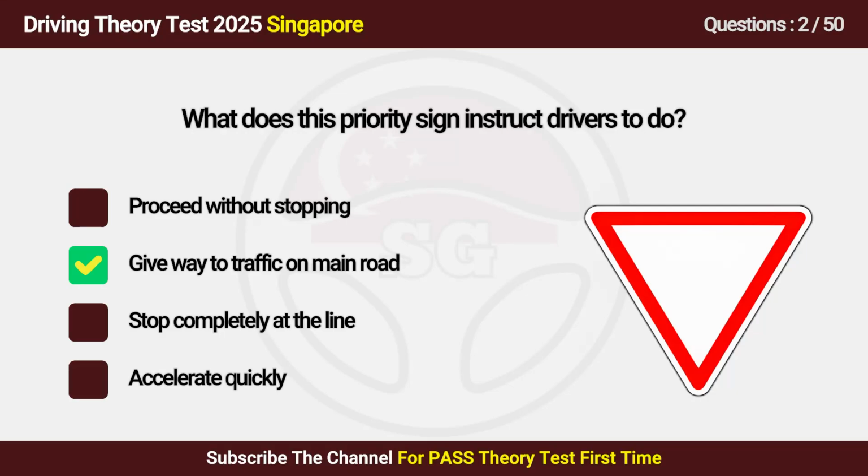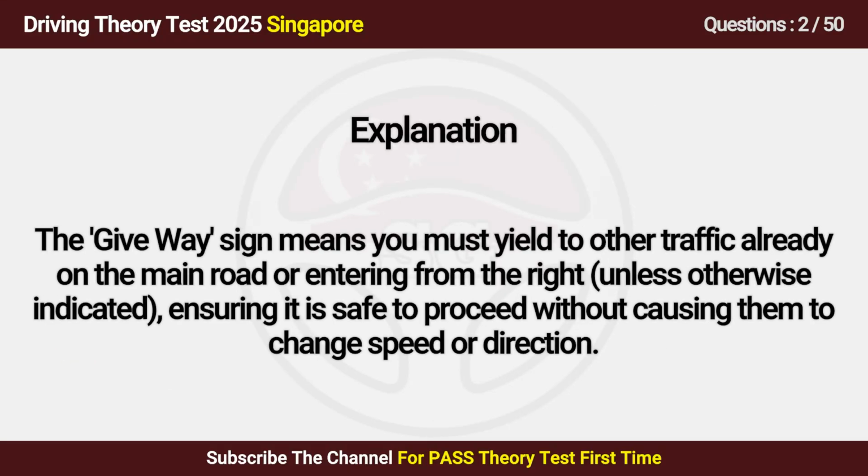Answer is B. Give way to traffic on main road. The give way sign means you must yield to other traffic already on the main road or entering from the right unless otherwise, ensuring it is safe to proceed without causing them to change speed or direction.